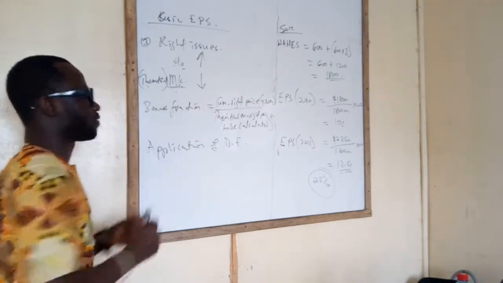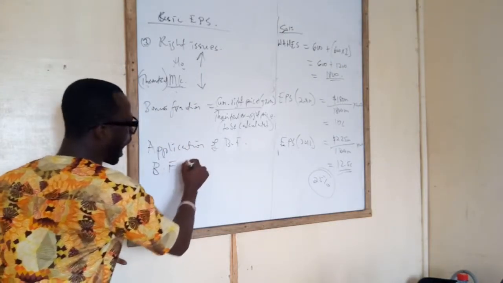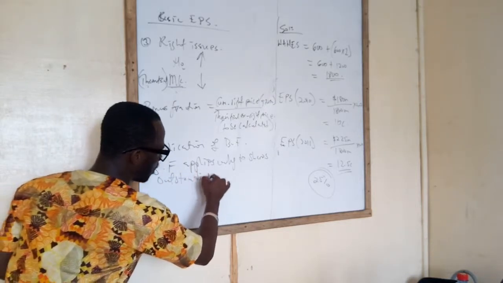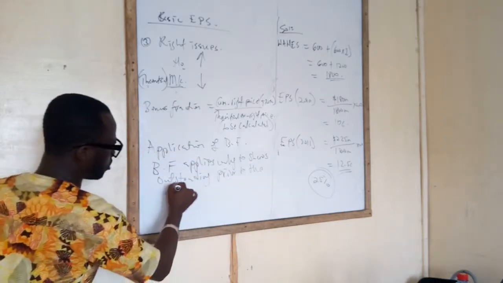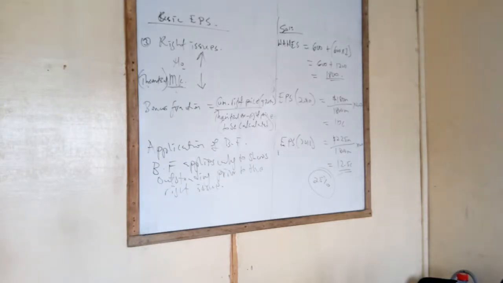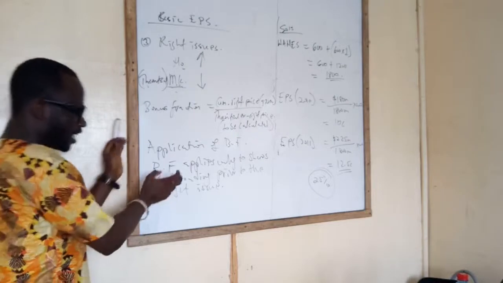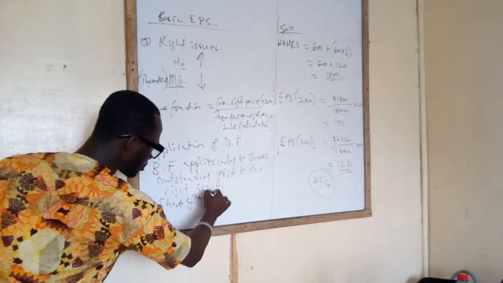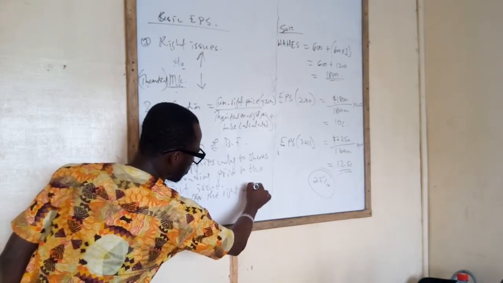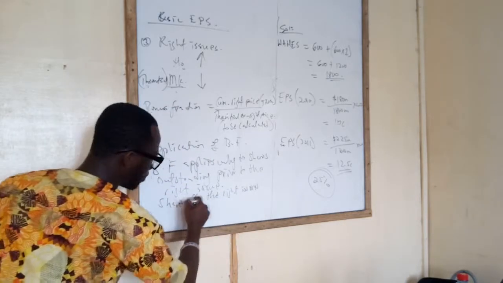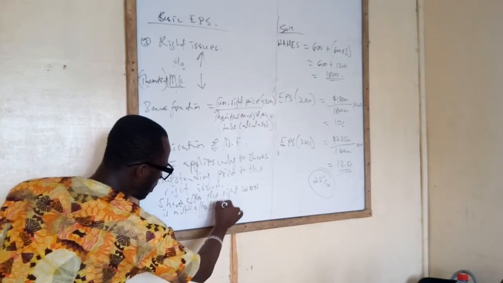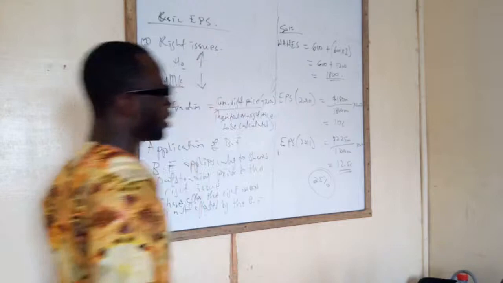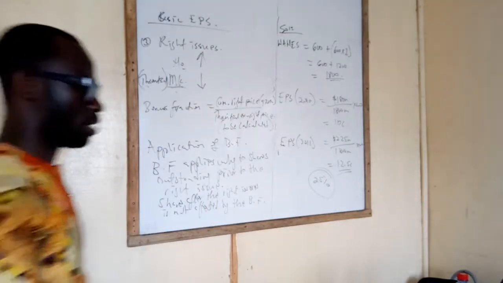How do we apply the bonus fraction? Please note that the bonus fraction applies only to shares outstanding prior to the rights issue. Very important. We apply the bonus fraction to the shares outstanding before the rights issue. What does that mean? It means shares after the rights issue are not affected by the BF, the bonus fraction. These are principles, and we are going to be using them to solve a question in a moment for you to understand what we are talking about.